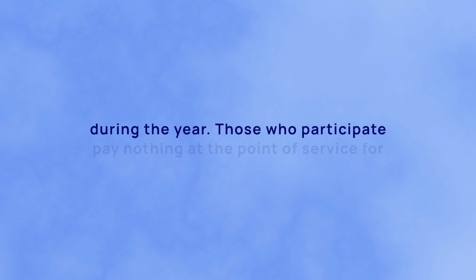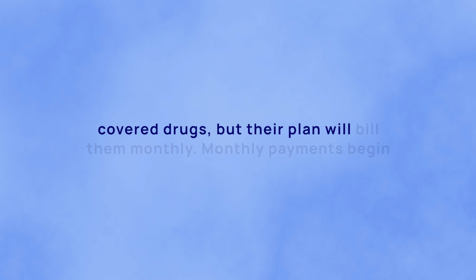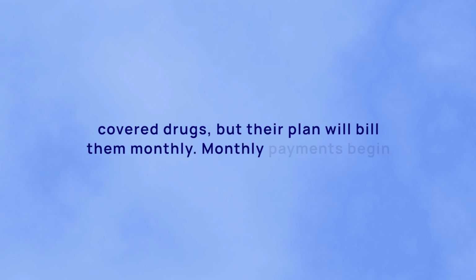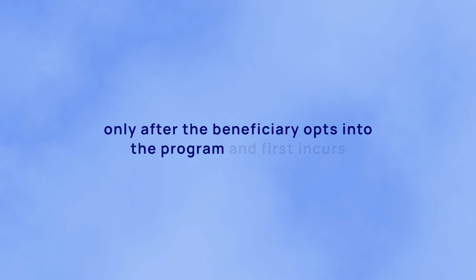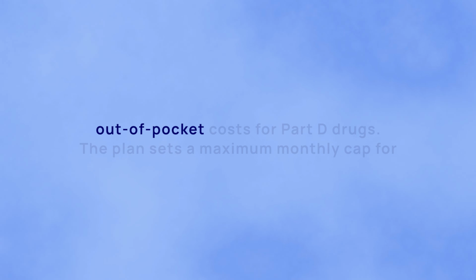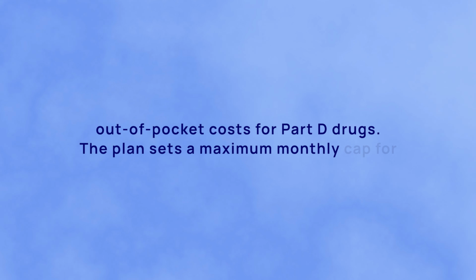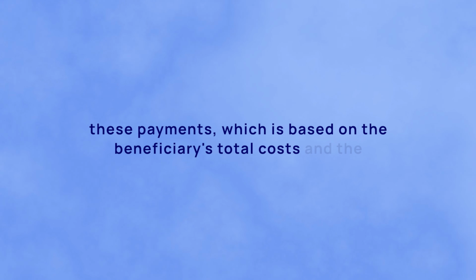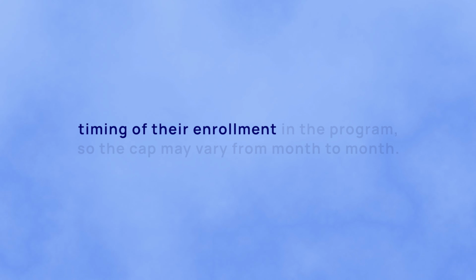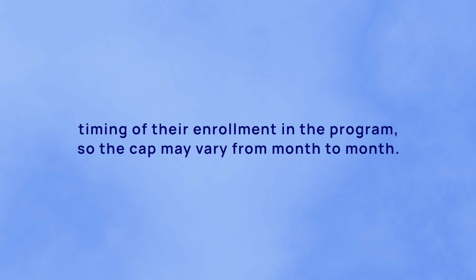Those who participate pay nothing at the point of service for covered drugs, but their plan will bill them monthly. Monthly payments begin only after the beneficiary opts into the program and first incurs out-of-pocket costs for Part D drugs. The plan sets a maximum monthly cap for these payments, which is based on the beneficiary's total costs and the timing of their enrollment in the program, so the cap may vary from month to month.